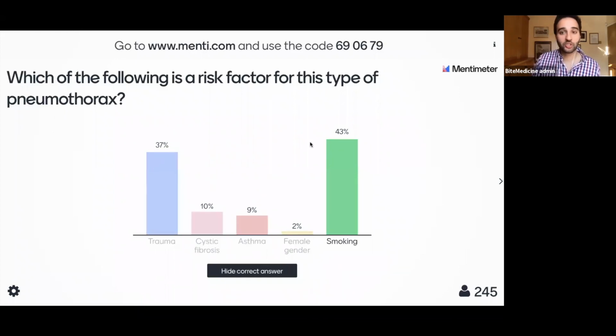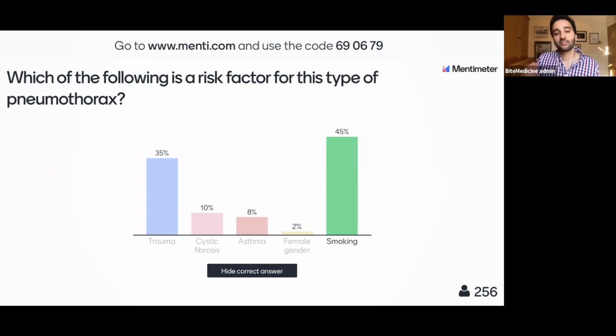So yes, just about the majority of you guys think it's smoking. So let's have a chat about that. I guess the main point here is, what type of pneumothorax is this guy having? Can anyone tell me just really quickly in the chat? Exactly, spontaneous. So he's having a primary spontaneous pneumothorax, and that's what we're going to talk about on the next slide.